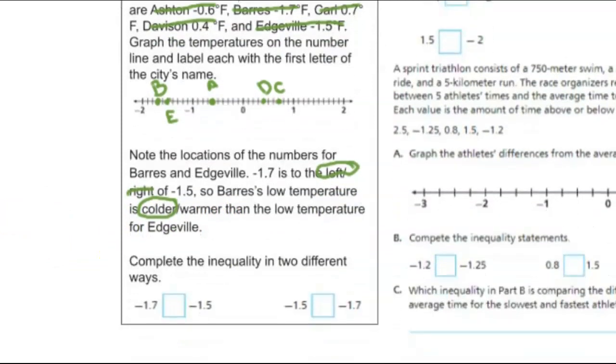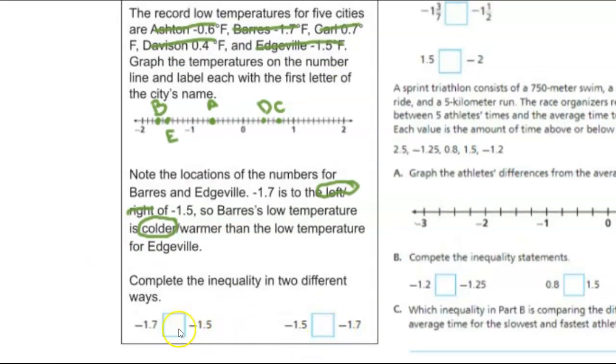Now, complete the inequality in 2 different ways. So if we look down here at the inequality, on this one, it has negative 1.7 first. On this one, it has negative 1.5 first. We said that negative 1.7 is farther on the left-hand side, making it colder. So this is going to be less than.